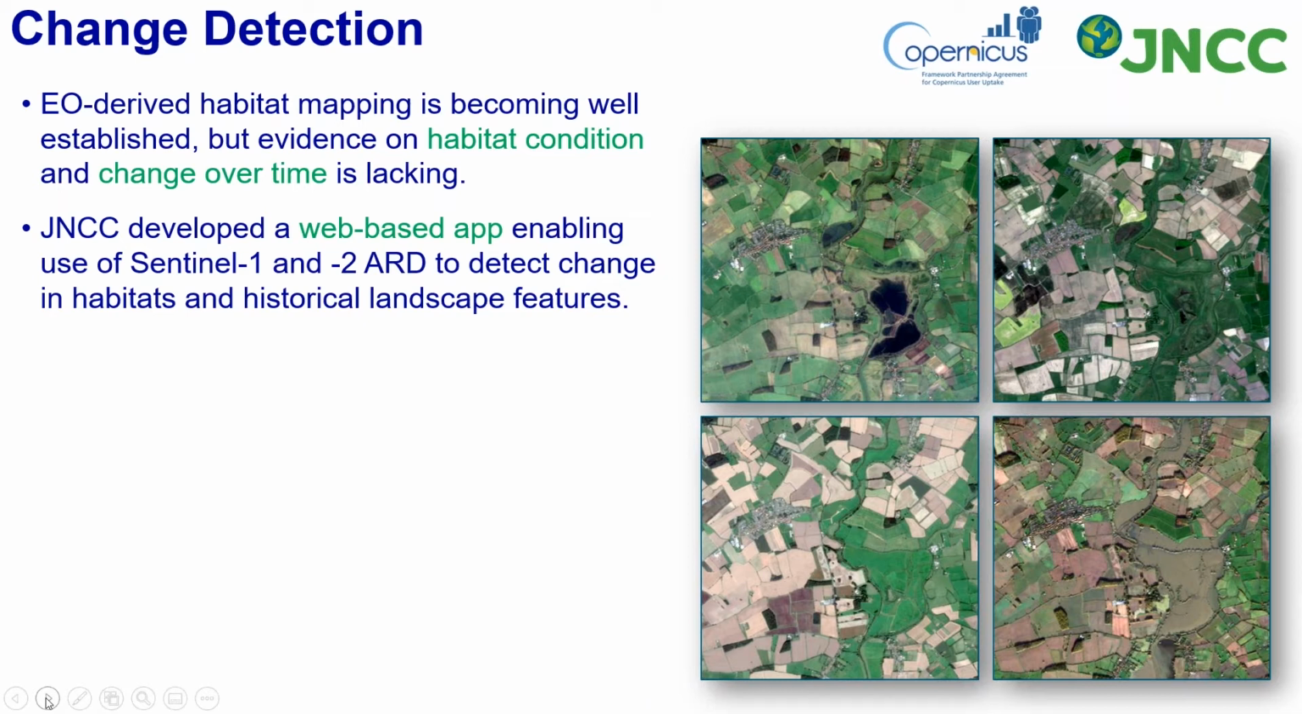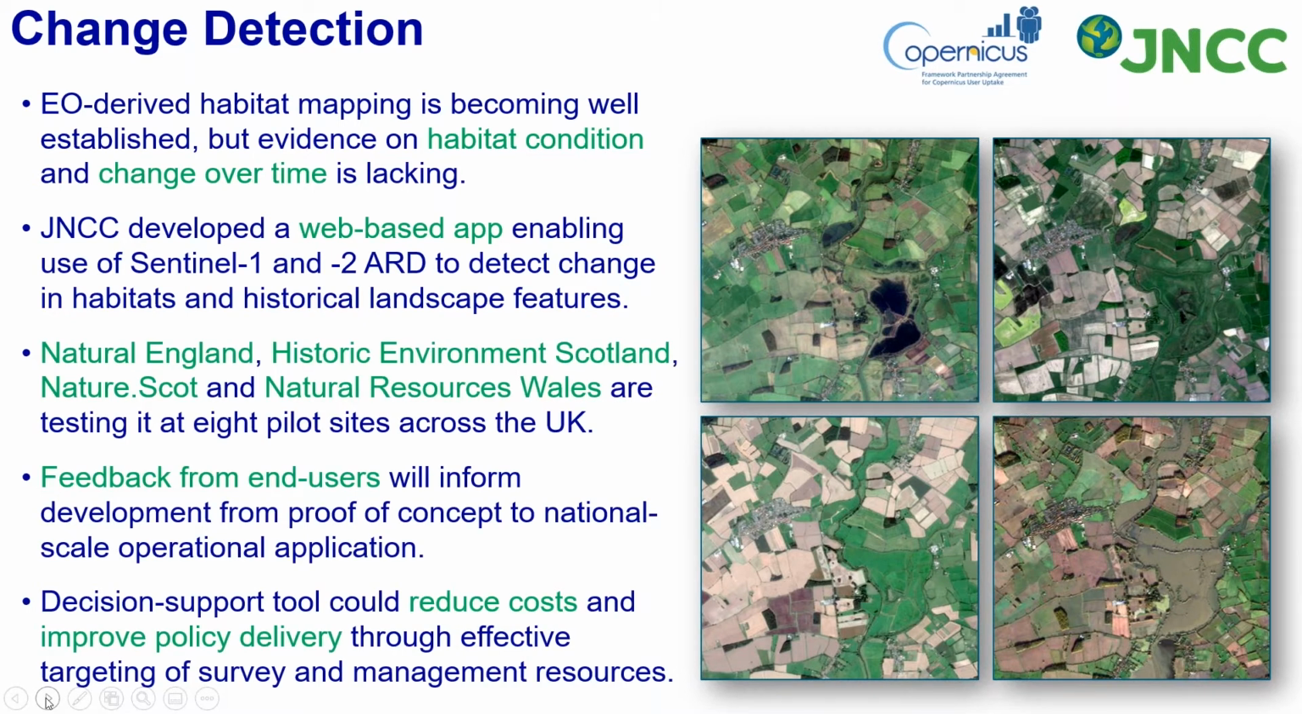And at JNCC, we've developed a web-based app to use Sentinel-1 and 2 analysis-ready data for change detection. And we're now working with these 4 organisations, so Natural England, Historic Environment Scotland, Nature Scot and Natural Resources Wales, to test this app right now at 8 pilot sites across the UK. And we're getting feedback from end users on how easy it is to use, but also how effective and accurate it is. So is it really identifying parts of their sites that really have changed? And then we're going to take their feedback and use that to inform further development to actually take this proof of concept, scale it up to a national level operational application.